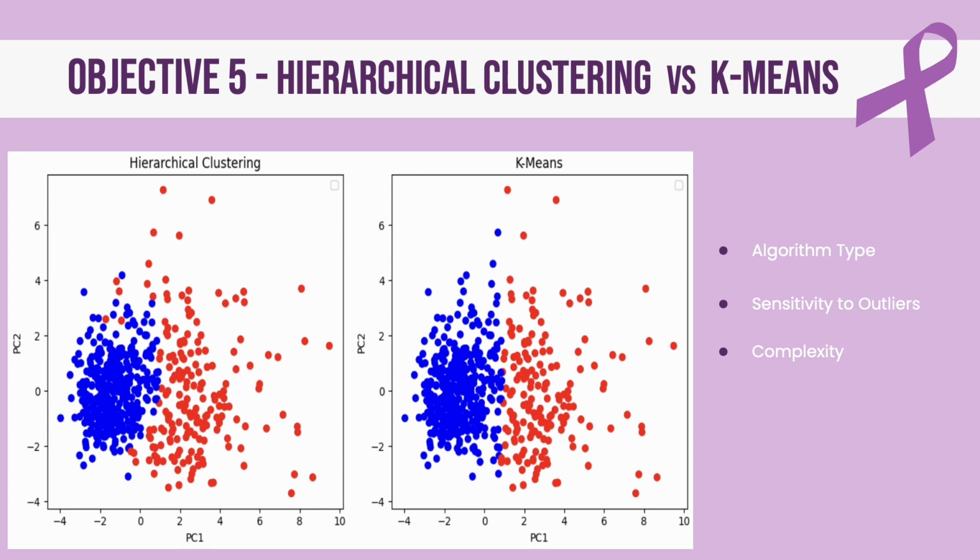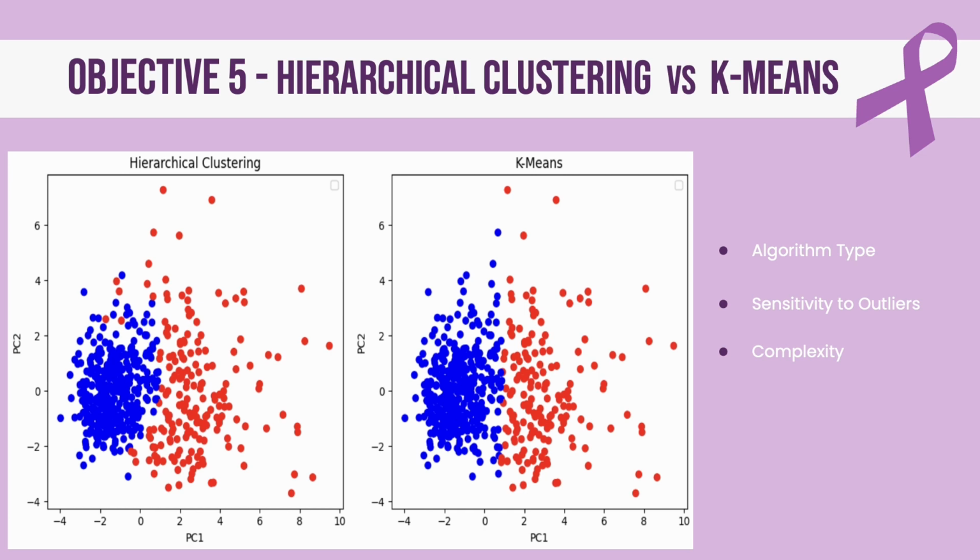The algorithm type that we used in hierarchical clustering is based on a bottom-up approach. The one that we have used is agglomerative clustering, whereas in k-means clustering we use a centroid-based or partitioning method that divides data into k non-overlapping subsets. Sensitivity to outliers is another reason, wherein hierarchical clustering can be more sensitive to outliers compared to k-means. The computational complexity is the third reason, wherein generally hierarchical clustering is more computationally expensive than k-means, especially for large data sets.